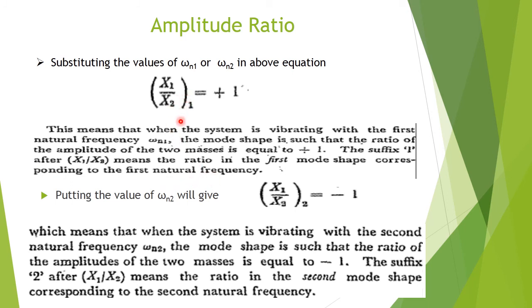Similarly, now we will put the second omega n2 in the equation, and we will get x1 by x2 equal to minus 1, which means the system is vibrating with the second natural frequency omega n2, and the mode shape is such that the ratio of amplitudes of the two masses is equal to minus 1, and suffix 2 shows the second mode shape corresponding to the second natural frequency of the system.